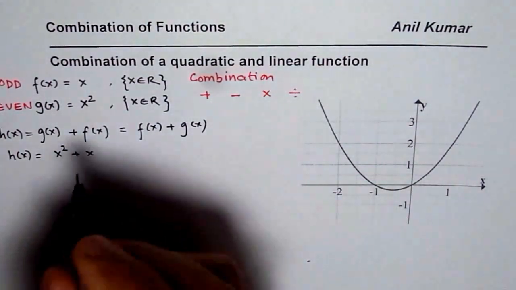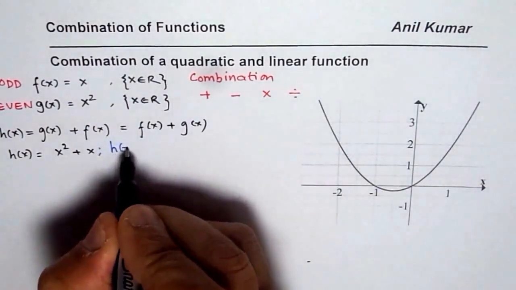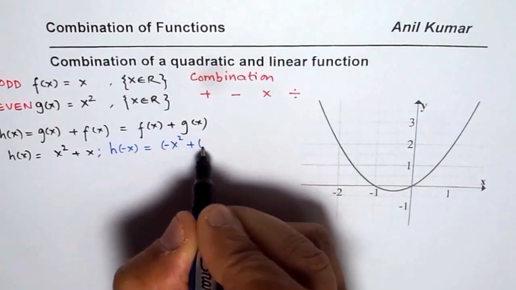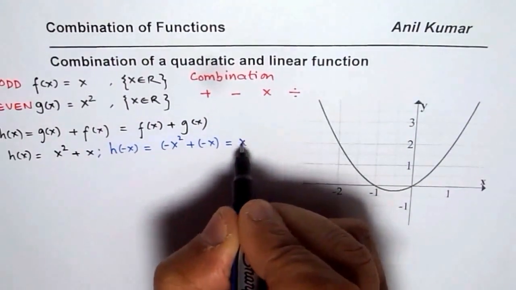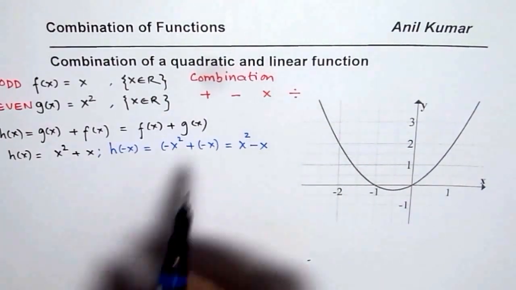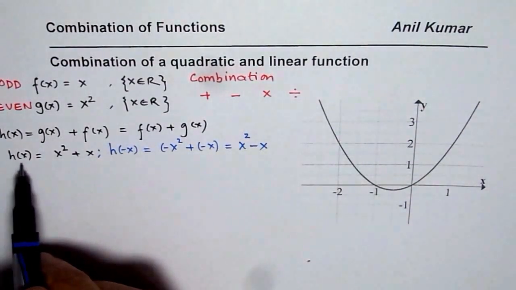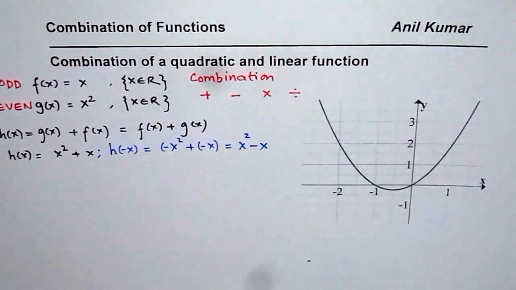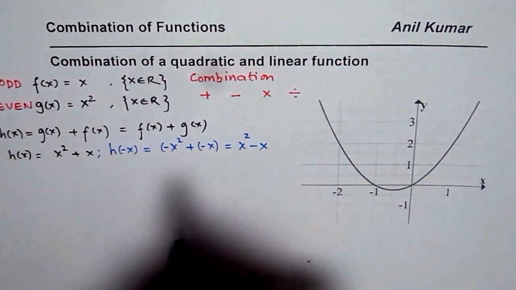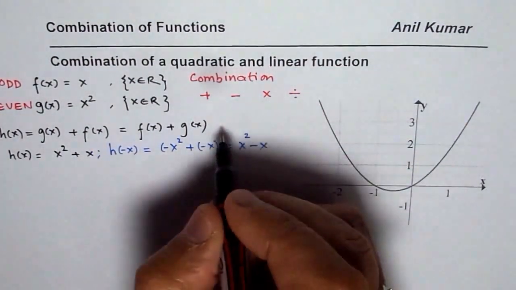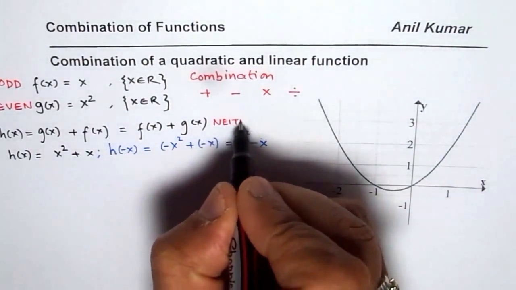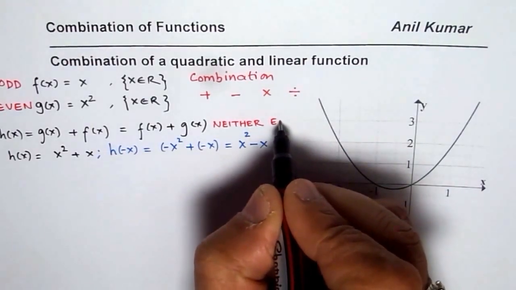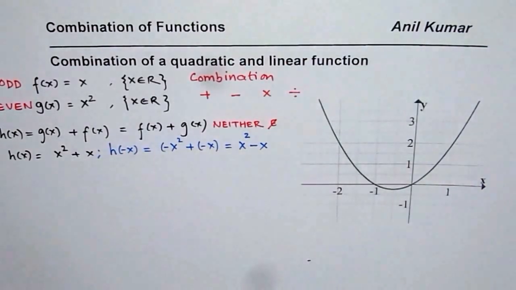So h of minus x will be equal to minus x whole squared plus minus x, and that gives us x squared minus x, right? So clearly it is not minus h of x nor is it h of x, and therefore it is neither, right? So the first thing we get about even and odd is that h of x is neither even nor odd, okay? So that is what we know.